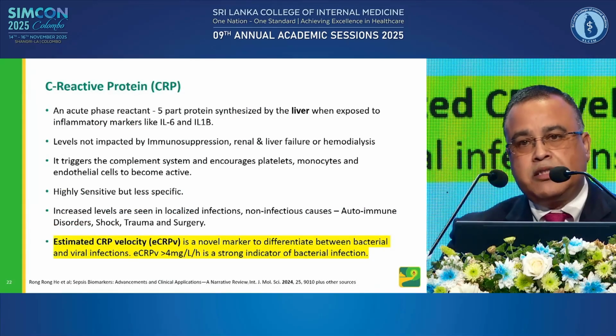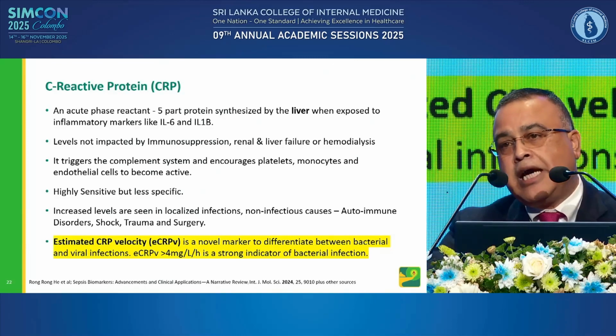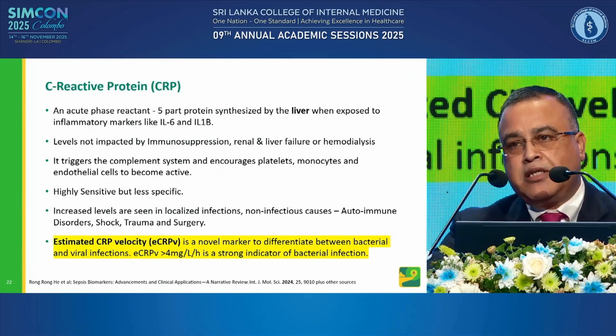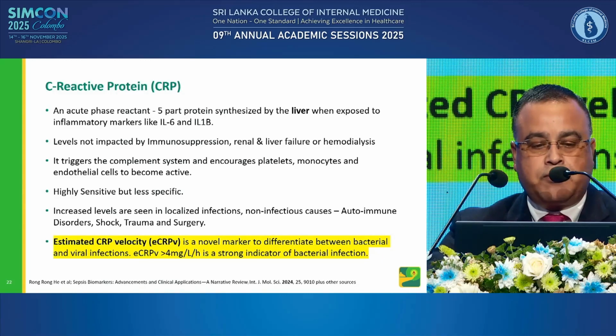C-reactive protein, this is an acute phase reactant. It is highly sensitive, but it is not very specific. And these can be increased in any of these metabolic or inflammatory syndromes. So be careful when you're ordering C-reactive protein.